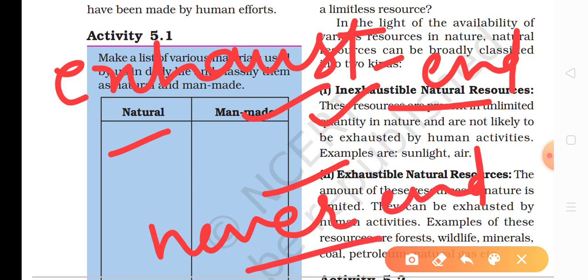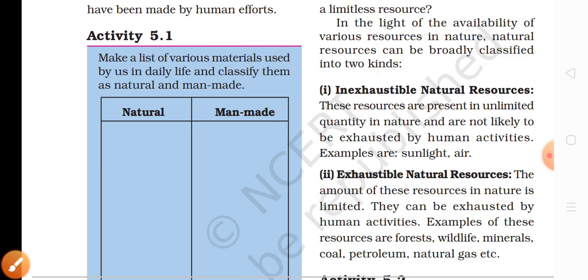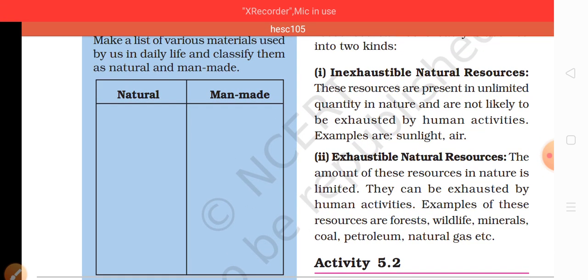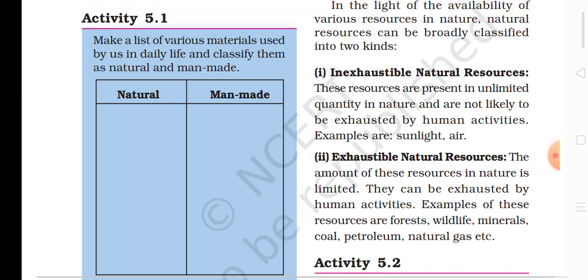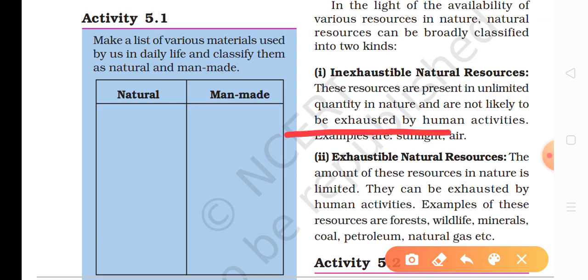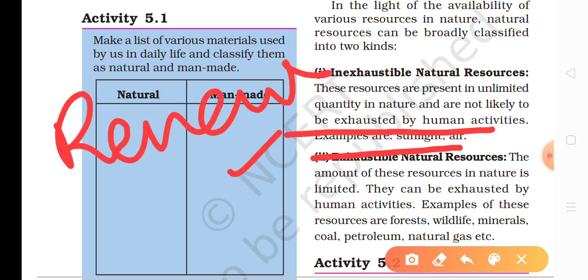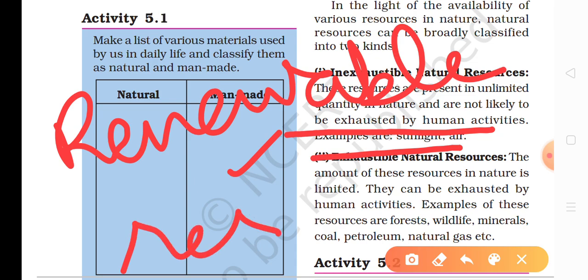Resources which can never end are termed as inexhaustible natural resources, or in other words we can say that these resources are present in unlimited quantity in nature and are not likely to be exhausted by human activities. Examples: sunlight and air. Sunlight and air are inexhaustible natural resources, and another word for inexhaustible natural resources is renewable resources. What is it called? Renewable resources.